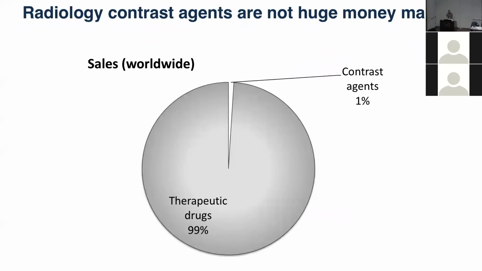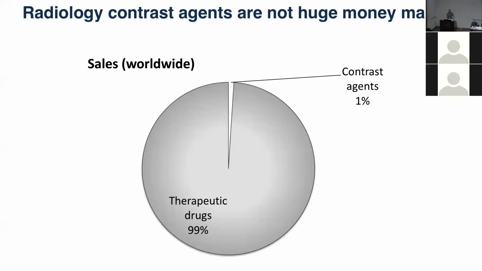And then another thing to think about is how much money a company is going to make from a contrast agent. Well, worldwide, therapeutic drugs account for over 99% of all drug sales. Contrast agents, fewer than 1% of all drug sales. And if you think about it, how often does a human being need a contrast agent, and how often does a human being need a therapeutic drug?